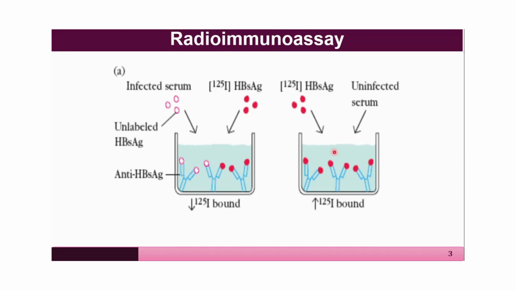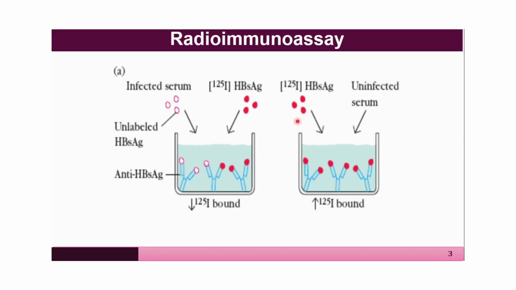In the second example, which is shown on the right hand side, the uninfected serum is there, that is the serum negative for hepatitis B antigen. Therefore, the FAB sites of the antibodies which are immobilized in the container will all be bound with the radioactively labeled antigen, because there is no unlabeled antigen here.